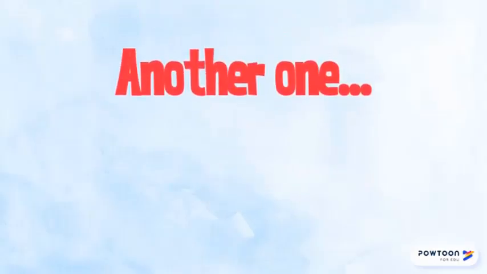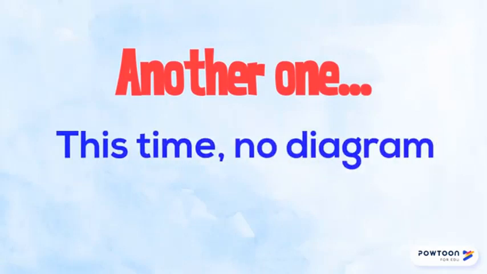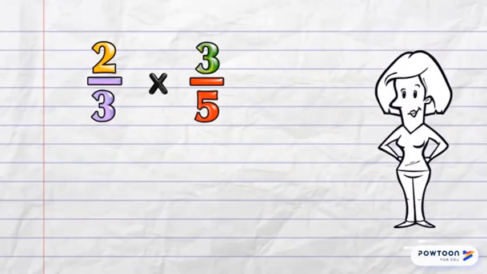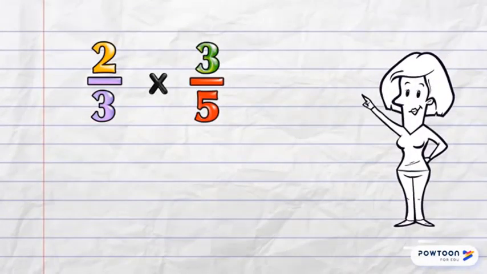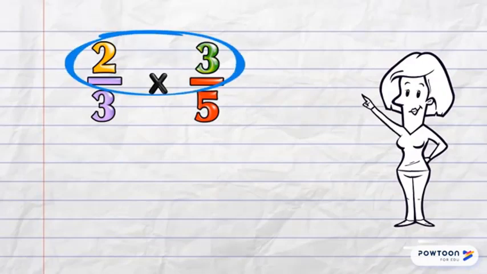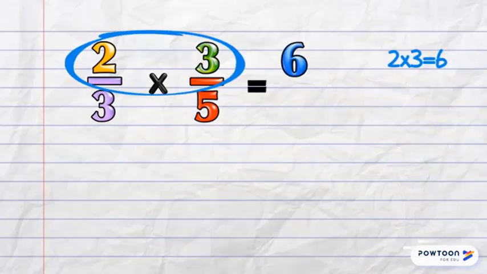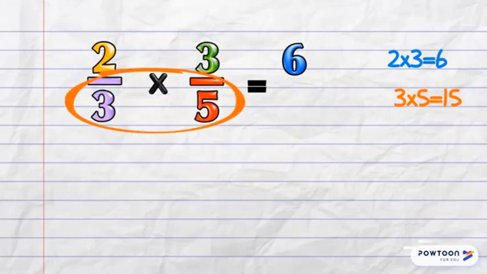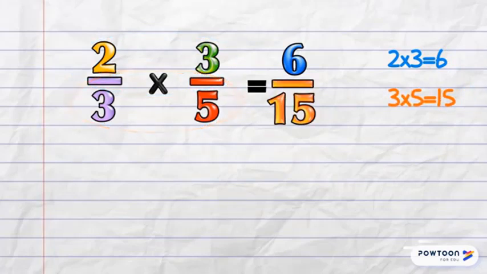Let's do another one, and this time we'll try it without the diagram. 2/3 times 3/5. We know that we can multiply the numerators together now, so top times top. 2 times 3 is 6. Then multiply the denominators together, bottom times bottom. That's 15. 6 over 15.